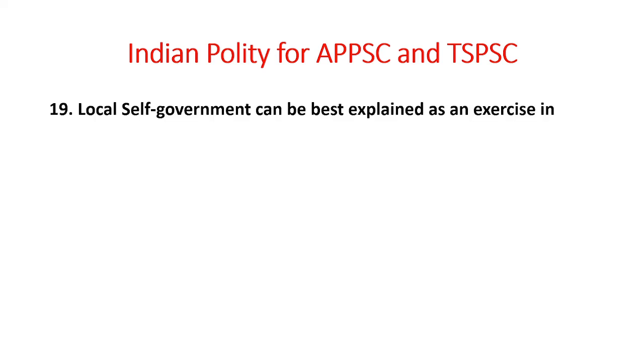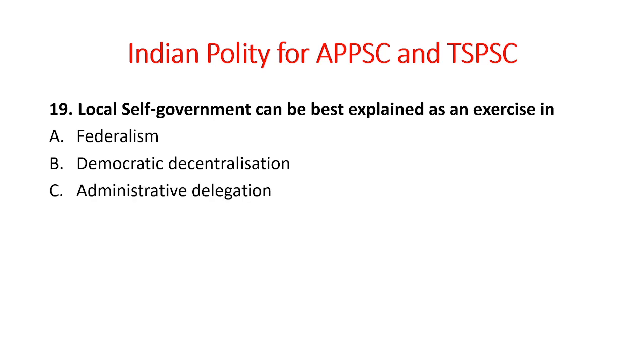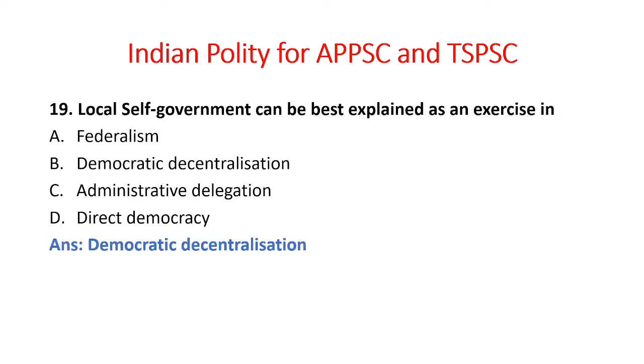Next. Local self-government can be best explained as an exercise in, and the options are federalism, democratic decentralization, administrative delegation, a direct democracy. Local self-government can be best explained as an exercise in democratic decentralization.